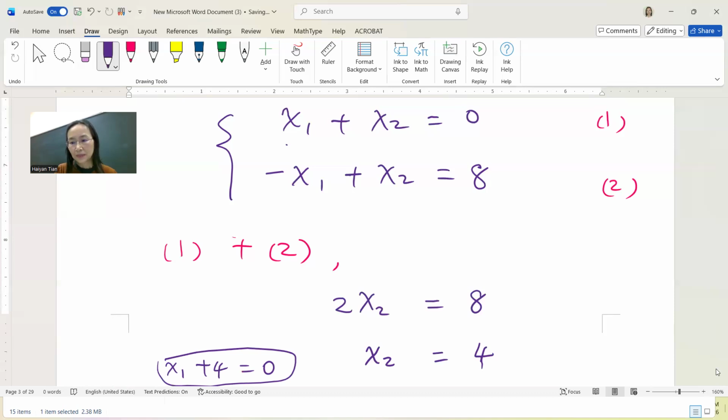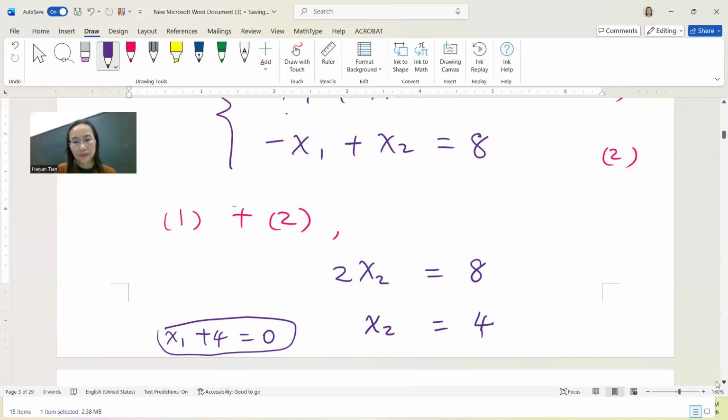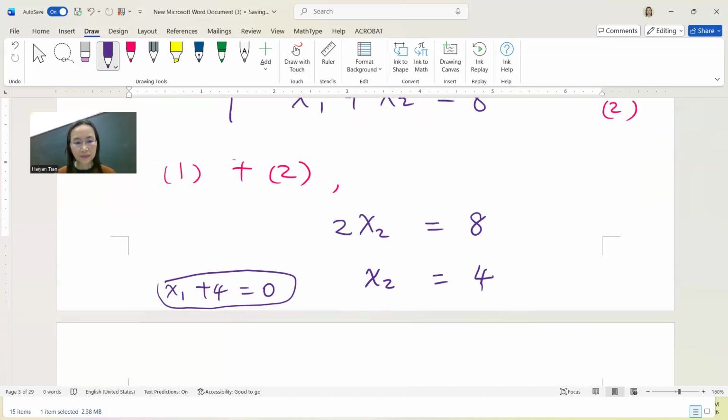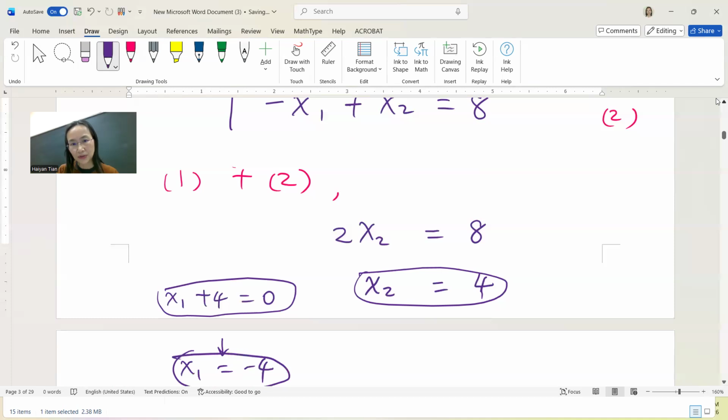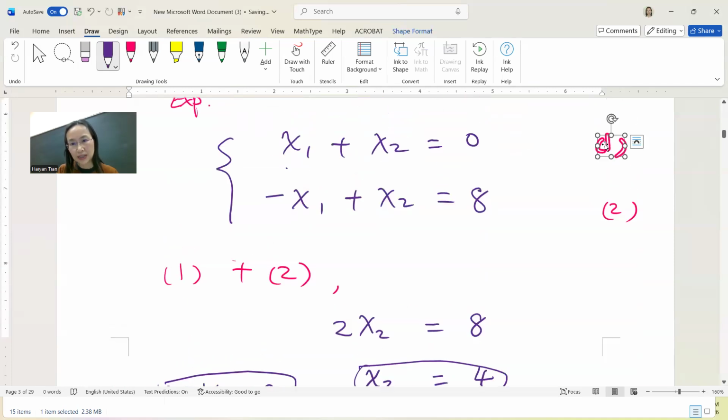I subtract negative 4 from this equation, and I get x1. So now I get both x1 and x2. Because I found x2 first, from x2 I can use either one of the two equations to get the other variable.